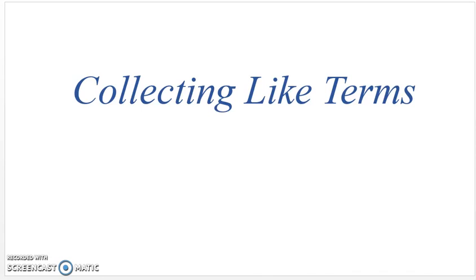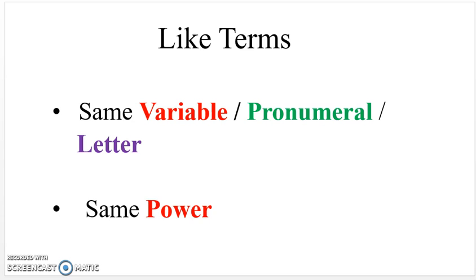This video is on collecting like terms, and in the lesson so far we've already talked about what like terms are, but I'm quickly going to recap as it's quite important that you understand this. Like terms, it's like a little ingredients list. We need the same variable, and another word for the variable is a pronumeral, or even more basically just a letter. So we need the same letter, and we also need the same power, and as long as you have those two things, you have like terms.